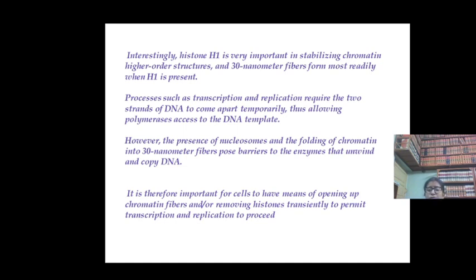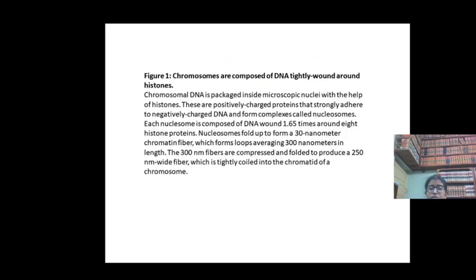However, the presence of the nucleosome and the folding of the chromatin into a 30 nanometer fiber pose barriers to the enzymes that unwind and copy DNA. It is therefore important for cells to have means of opening up chromatin fibers and removing histones transiently to permit transcription and replication to proceed. So can anyone tell me what are those proteins or enzymes which help in this unwinding and removal of the histones so that transcription and replication takes place? So we go to the structure back again.